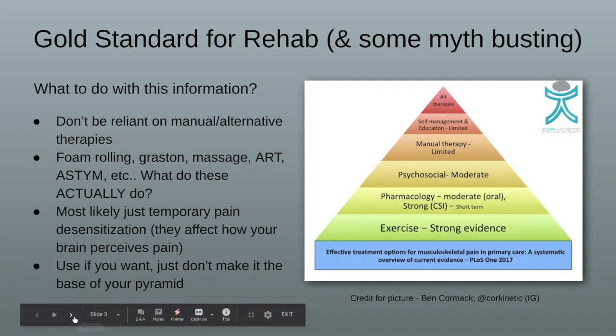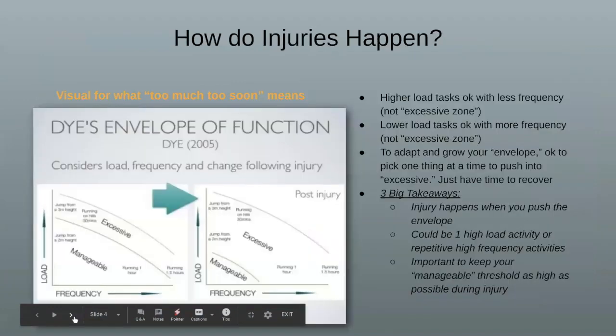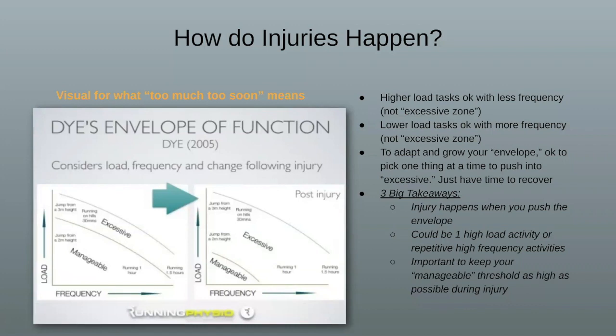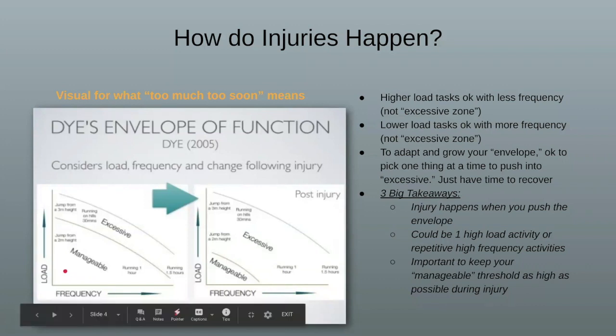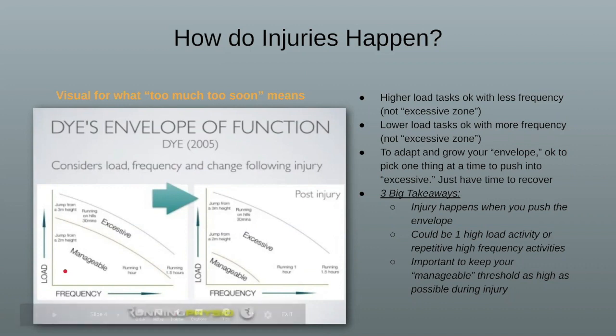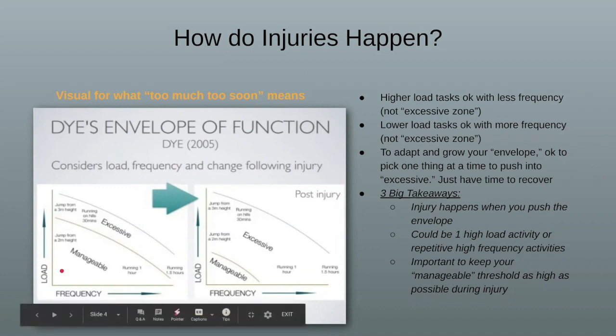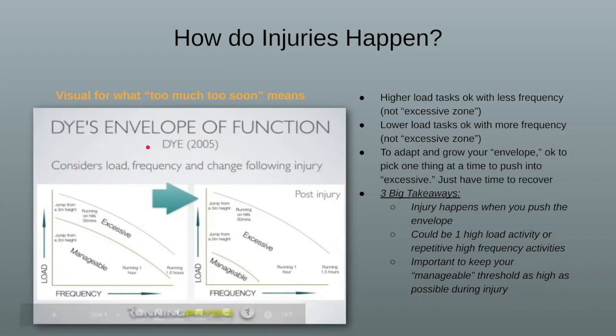And then the second point I want to make before we get into the 3 knee injuries that we're talking about: how do injuries happen? And we're not talking about, you know, you stepped in a hole and rolled your ankle or tore something. We're talking about how do training injuries happen. A lot of people get confused about, I'm not quite sure what happened or how this knee pain came along. So we're going to talk a little bit about people's envelope of function later. I just wanted to go through this right now.